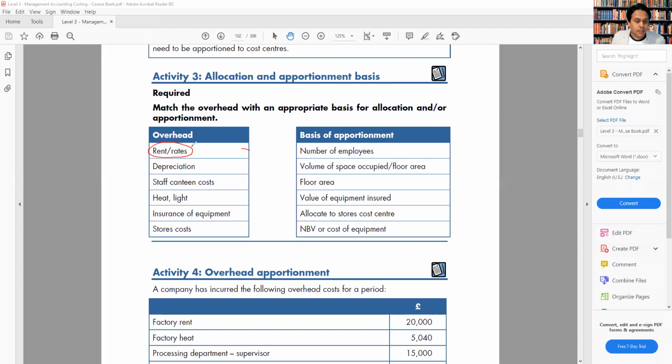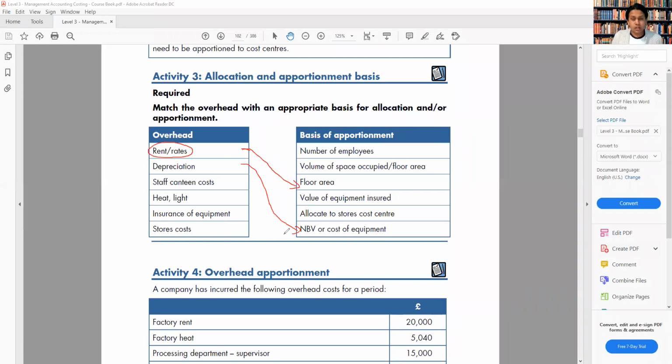Okay, so the rent and rates, the first one we will do, that will be the floor space. Very well done, Mark. So we move to that one. All right. The next one we have depreciation. Which one should we follow for the depreciation? Net book value. Very well done for the net book value. Very well done, Alicia. Let's move to the next one.